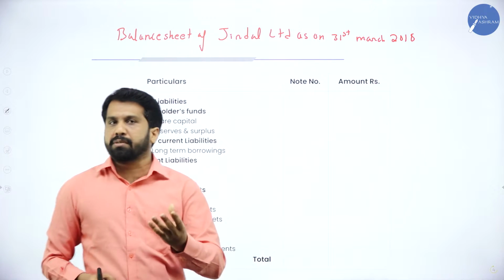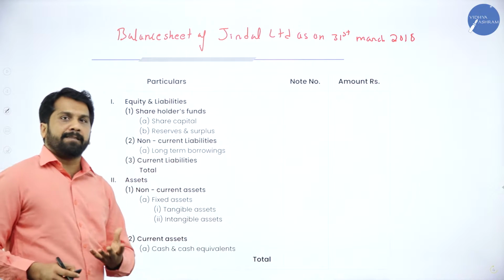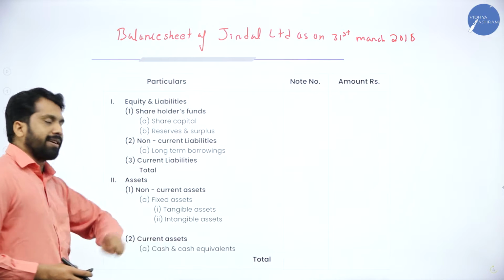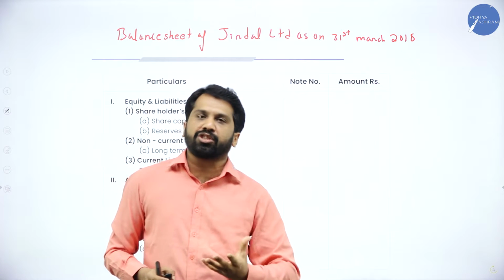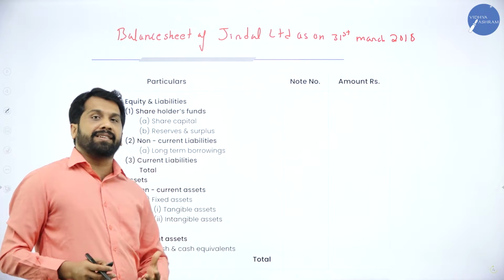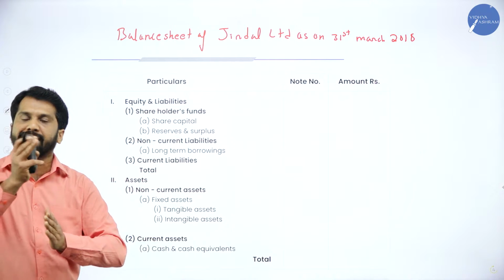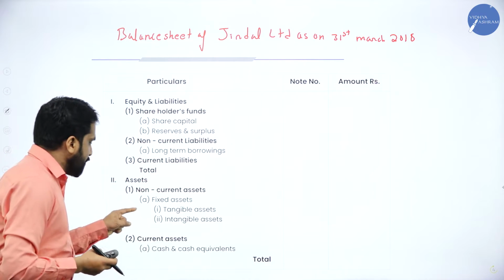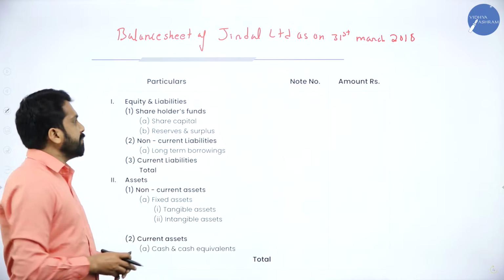Like your furniture, building, machinery comes under fixed asset. Your investment and your preliminary expenses comes under non-current asset, and your debtors, cash, bank balance, inventory, stock, all comes under current asset. Inventory and stock are both the same. Anything which is receivable comes under your current asset. Clear? Yes, we'll start now.